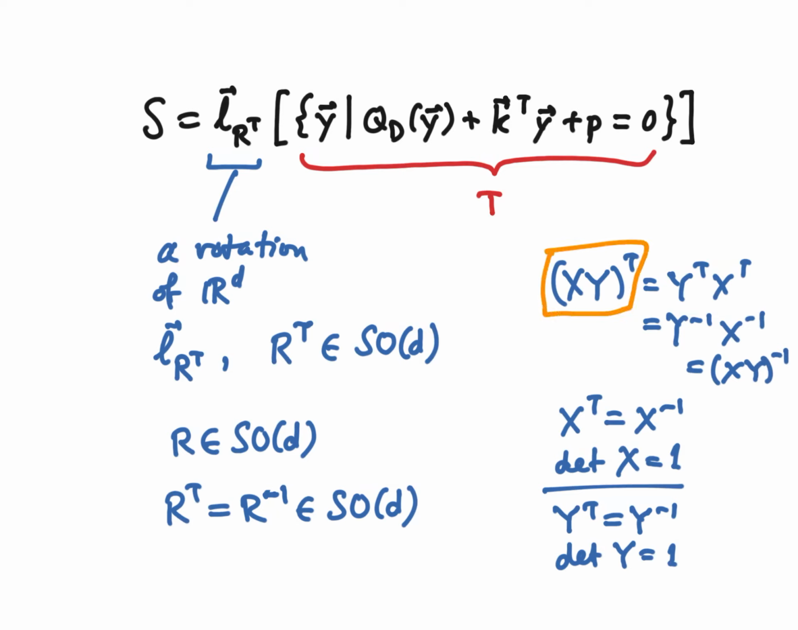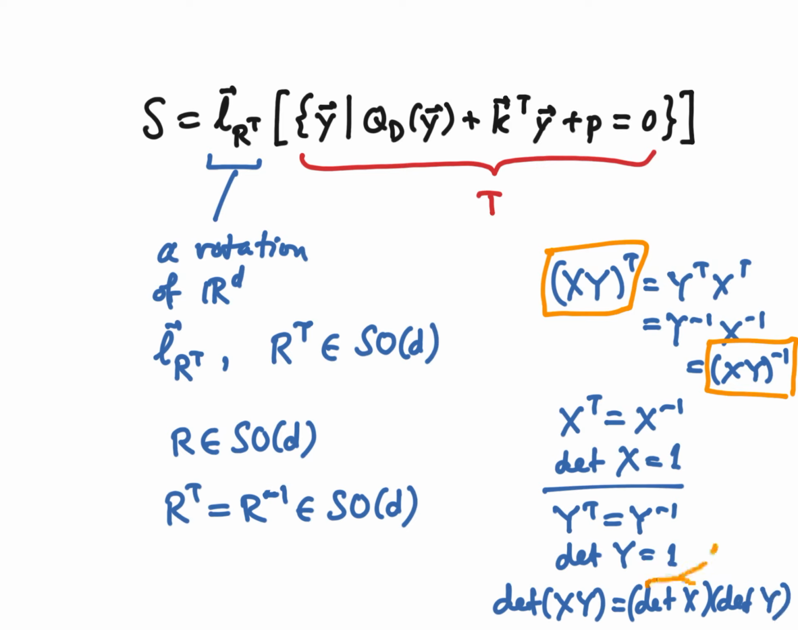So the product X times Y has the property that its transpose equals its inverse. And it also has the property that its determinant is 1, because remember that the determinant of a product is the product of the two determinants. That's the multiplicative property. But since those factors are both equal to 1, the product is 1 as well.